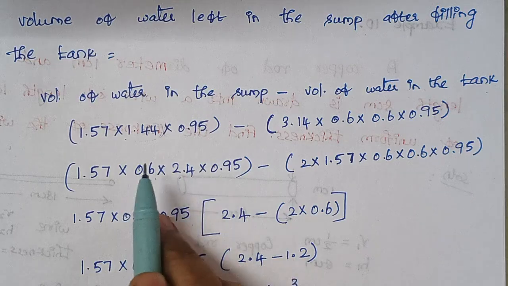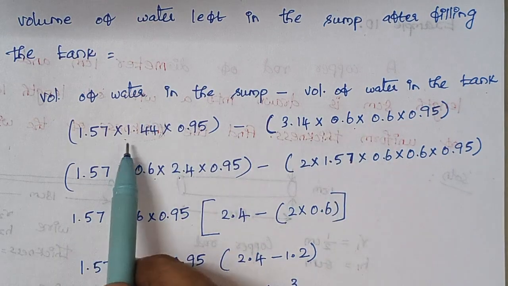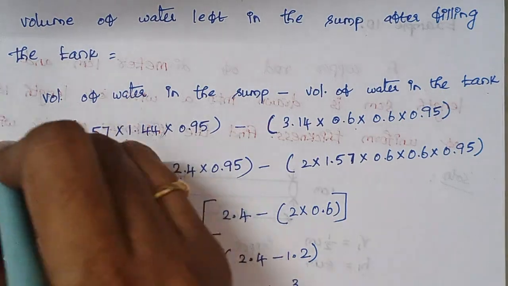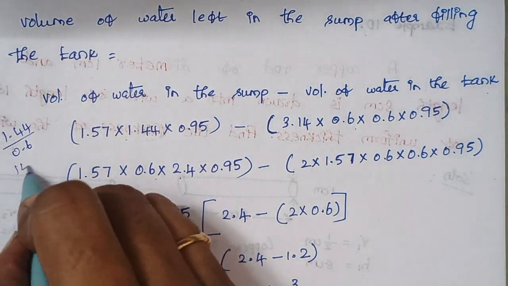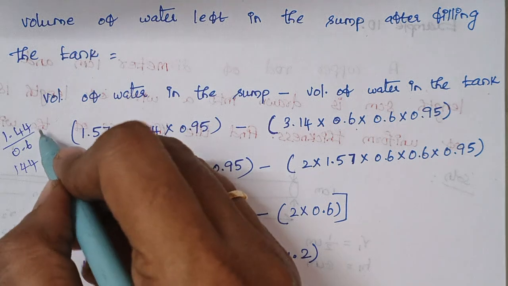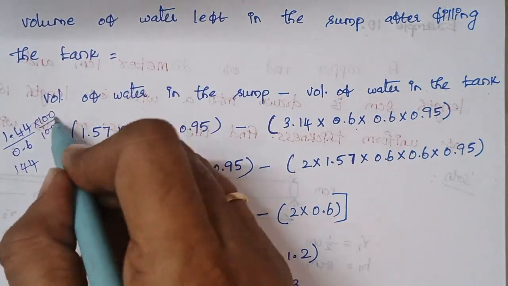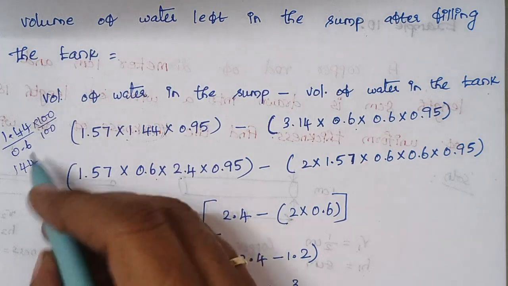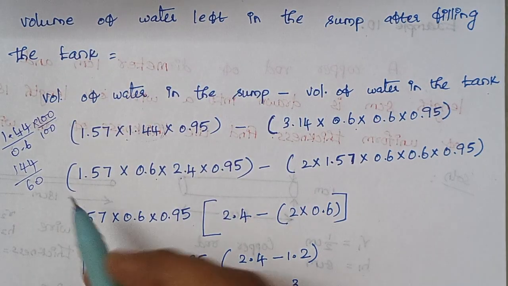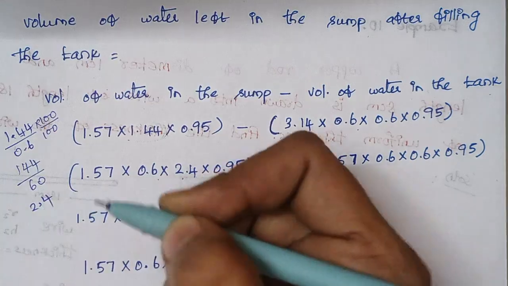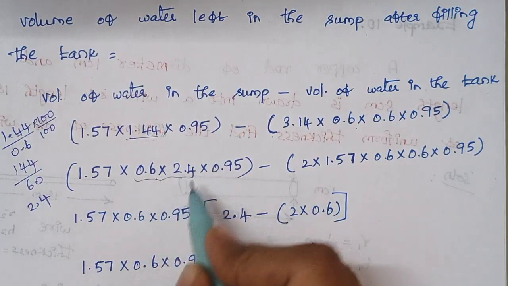Next, in order to make our calculation simpler, I can write this 1.44 as 0.6 into 2.4, because here I have a term 0.6. What I have done is divide 1.44 by 0.6. Just remove the decimal point. After the dot I have 2 digits, so multiply by 100 and again divide by 100. So 1.44 becomes 144 and 0.6 multiplied by 100 becomes 60. Once you simplify, you end up with the answer 2.4. So 1.44 is written as 0.6 times 2.4.